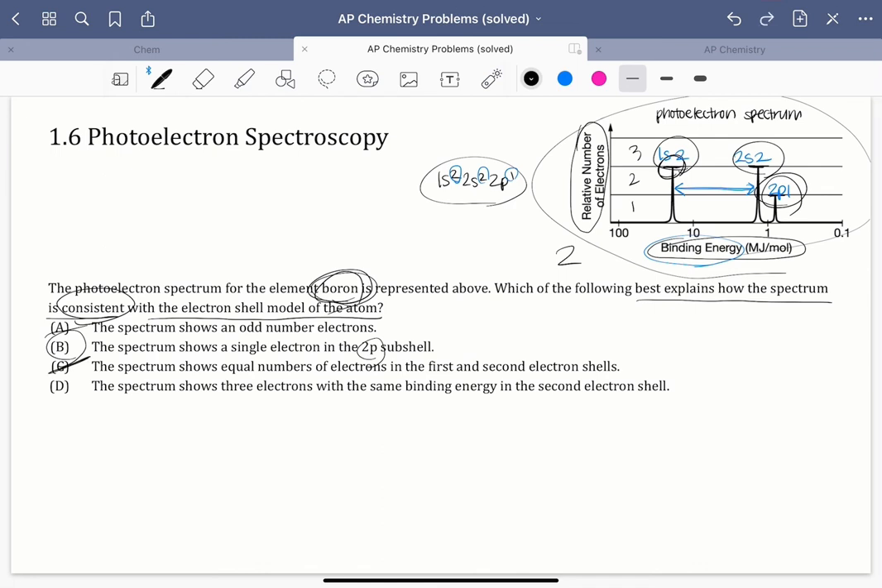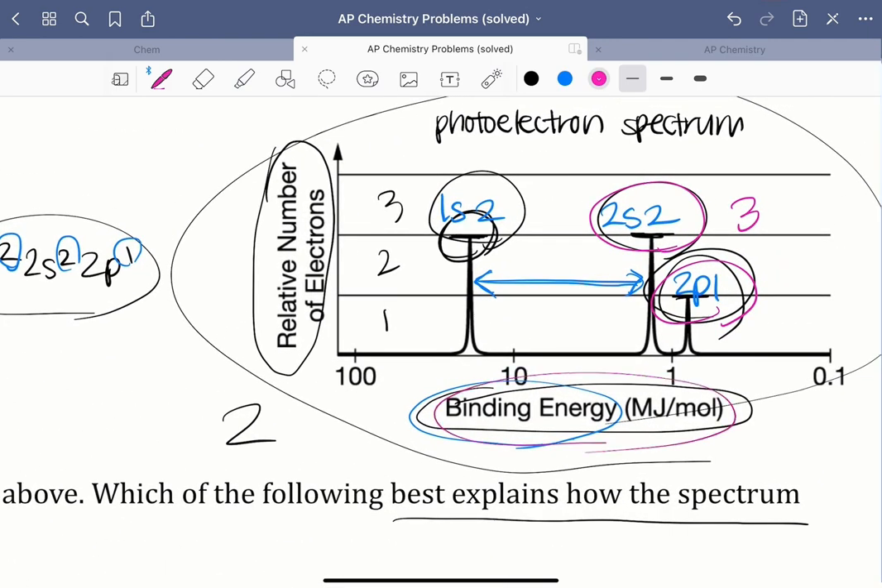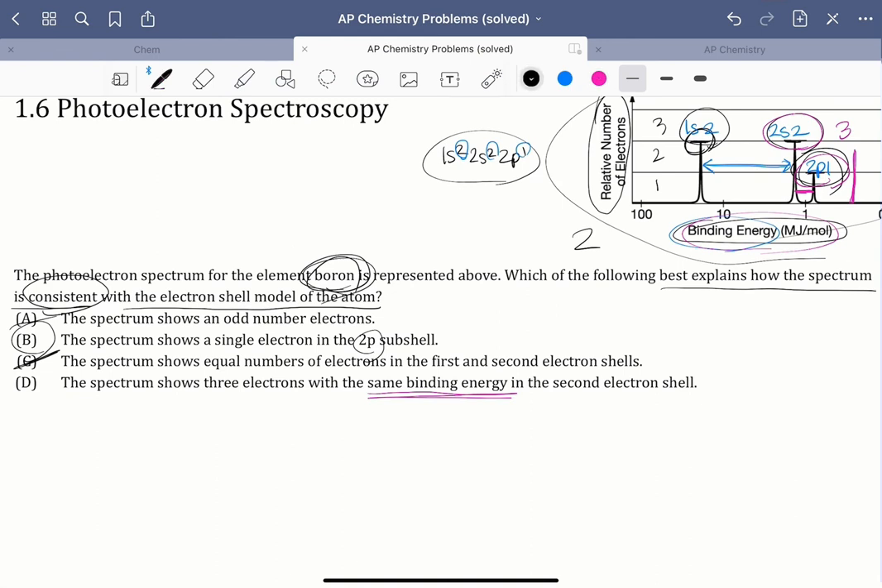Option D, the spectrum shows 3 electrons with the same binding energy in the second electron shell. In the second electron shell, we have 2s2 and 2p1. It is true that these have a total of 3 electrons. However, they don't have the same binding energy. The binding energy is on the x-axis, and they have a difference in binding energy. They're not the same. Therefore, this option is also not accurate, leaving us with option B.